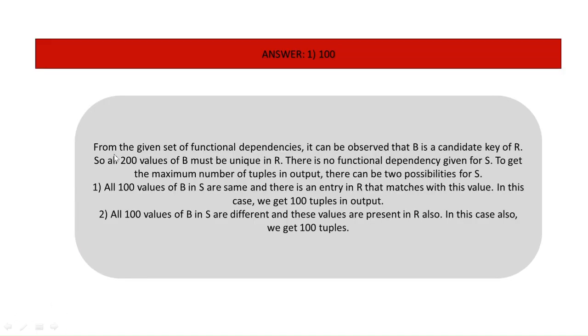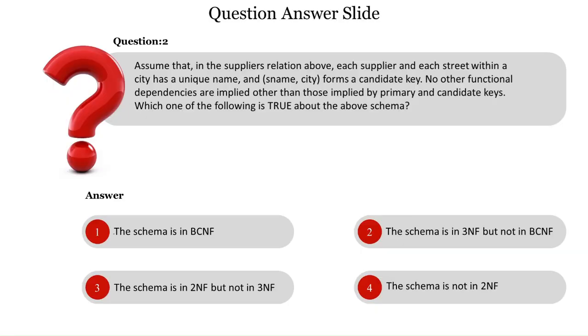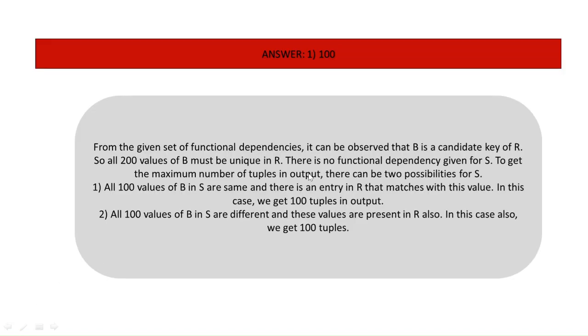From the given set of functional dependencies, it can be observed that B is the candidate key of R. So all 200 values of B must be unique in R. There is no functional dependency given for S, so to get the maximum, the target is S's 100 tuples. Therefore the answer to this question would be 100.